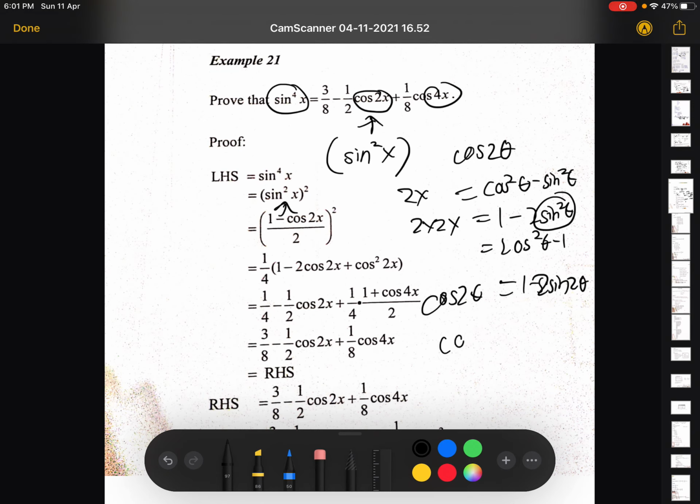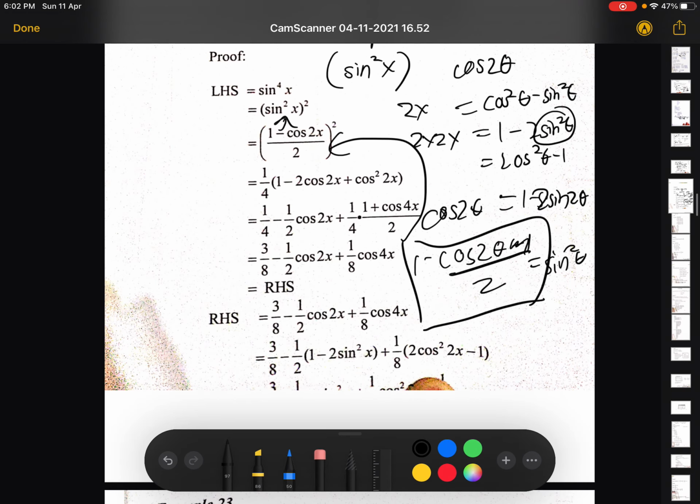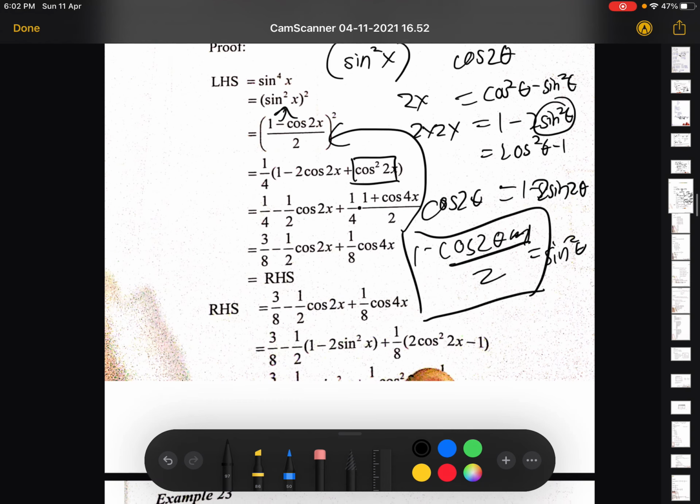Then you will get cos 2 theta minus 1 over 2 equals to, no, not cos 2 theta minus 1. 1 minus cos 2 theta over 2 is equal to sine square theta. So you got this. I'm sorry for the messy handwriting. I'm a bit tired right now. And then you put it in here, and then after that you multiply. And then you see how this is cos squared 2x.